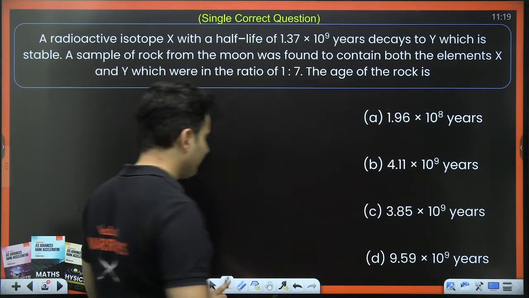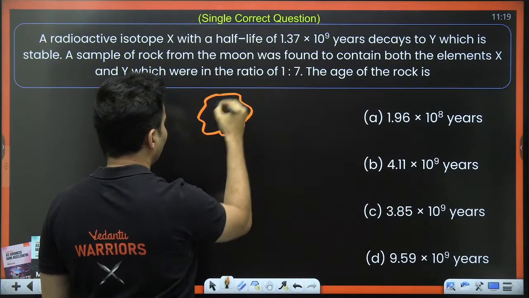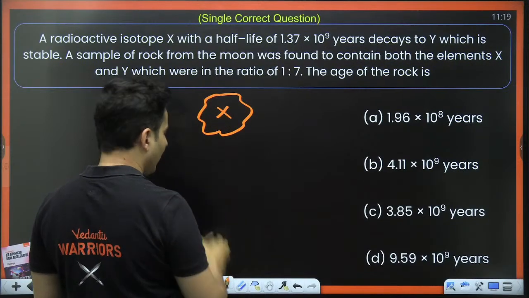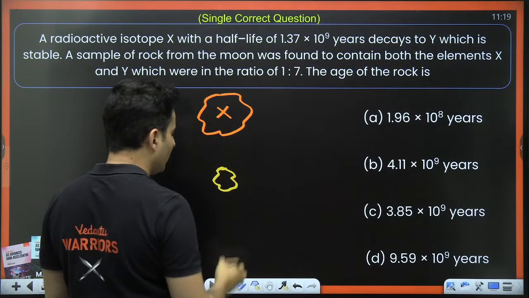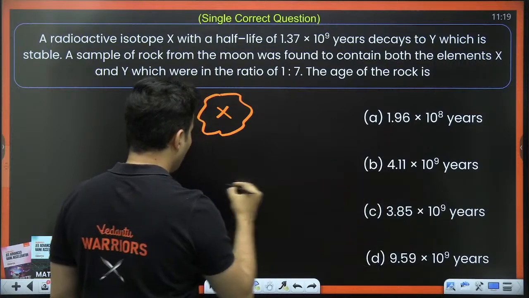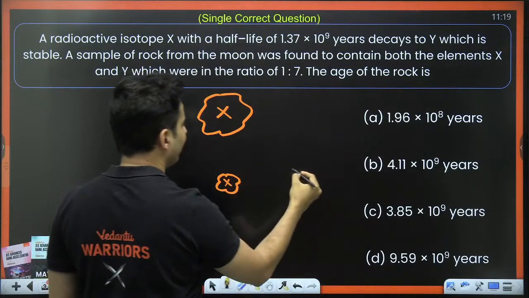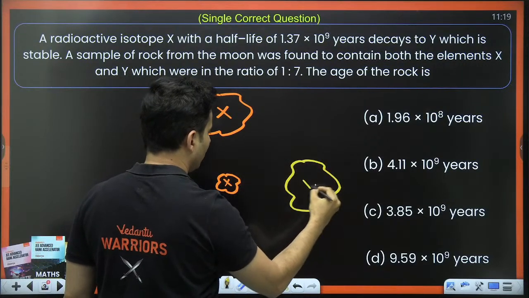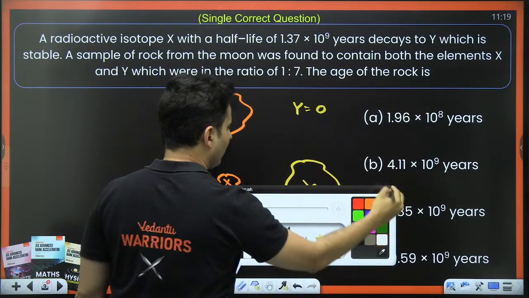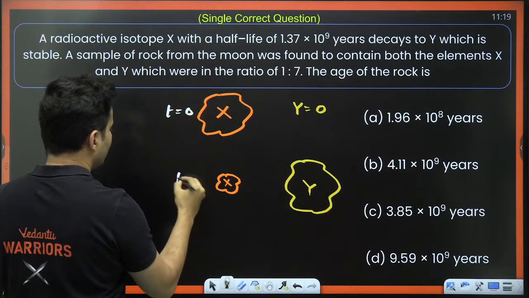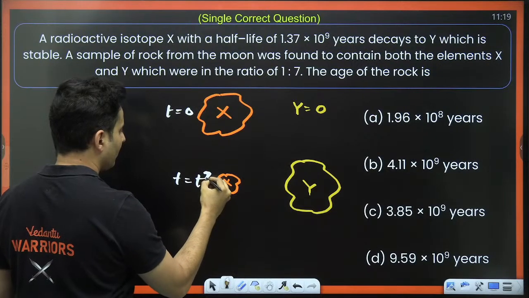So think about it this way. The rock originally would have contained only X. And then after some time, there was a small amount of X remaining, and most of it was Y, which was the stable compound. Here the value of Y was 0. All this I'm talking about at t is equal to 0, and this is at t is equal to some time, which we have to find actually. That is exactly the question.